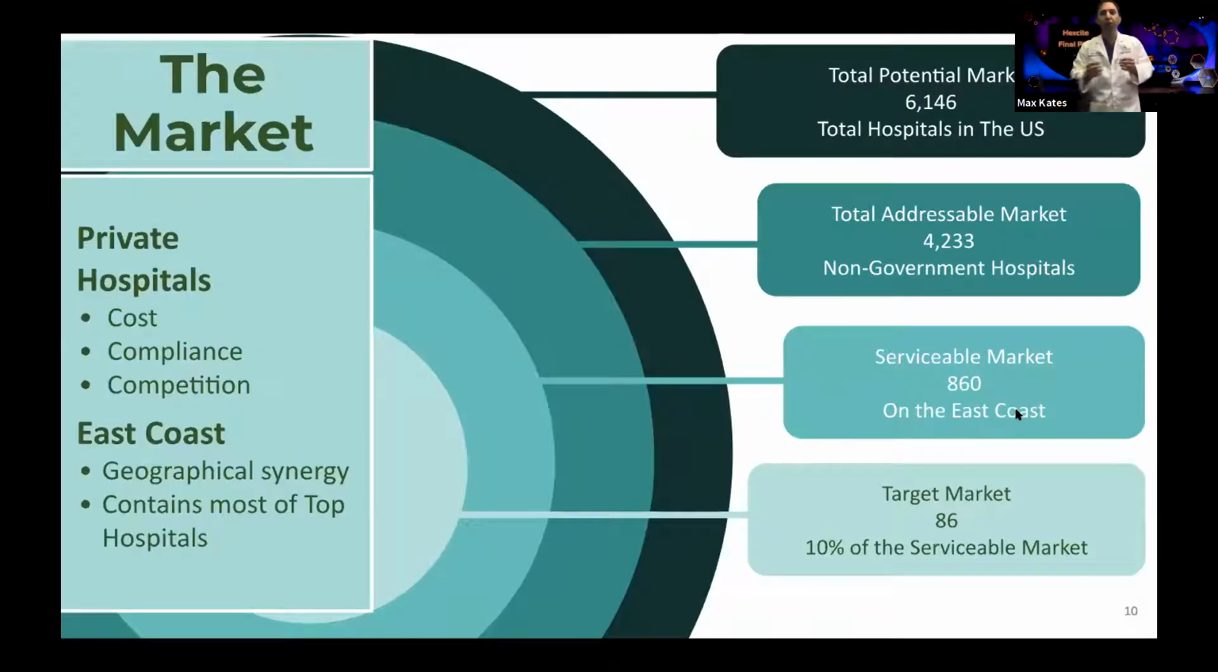What's our market? So of the 6,146 hospitals in the United States, we view our total addressable market as 4,233 non-government hospitals. Of that, we have a serviceable market of 860 hospitals on the East Coast and a target market of 86 hospitals within that service market.